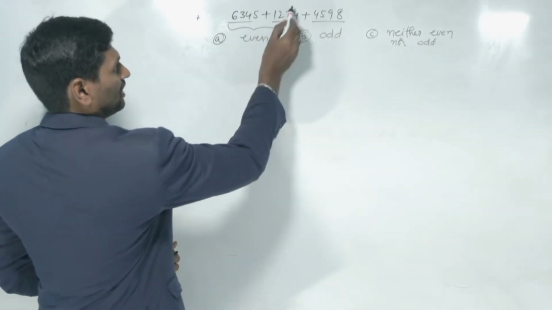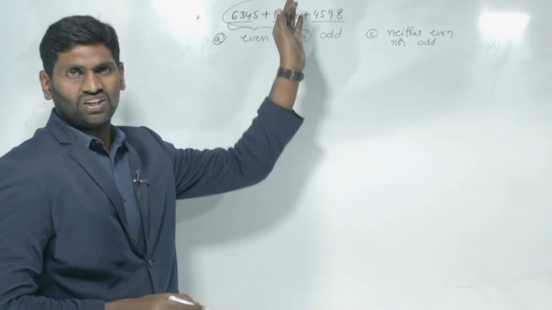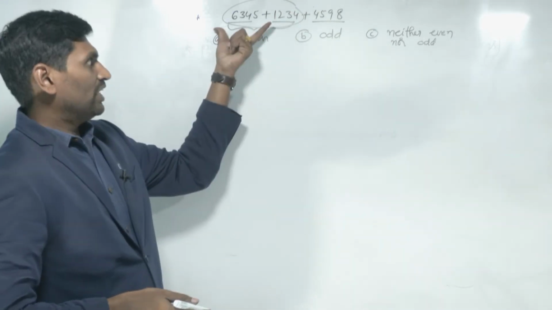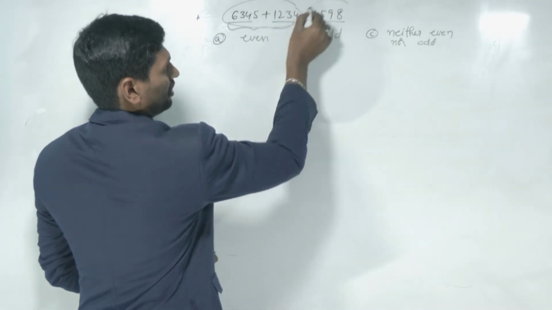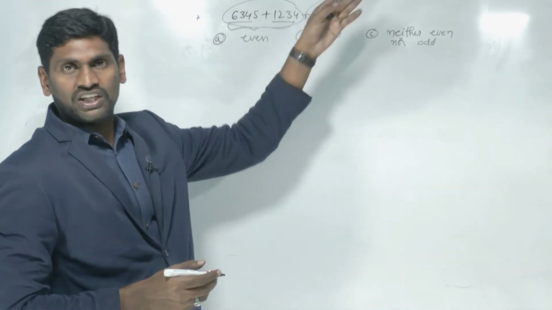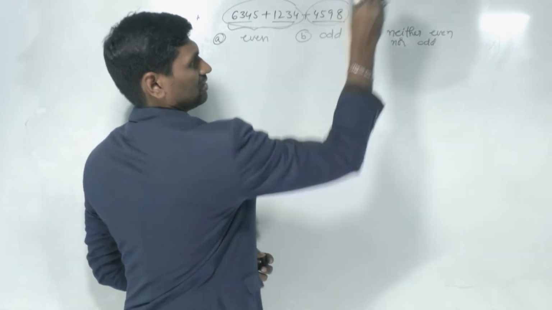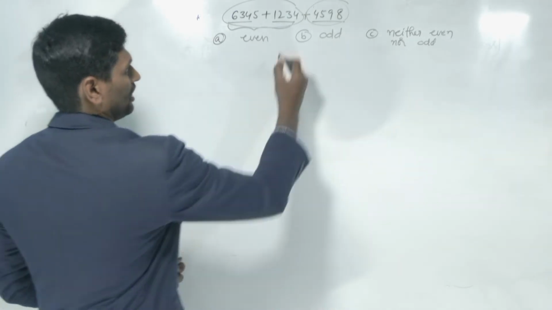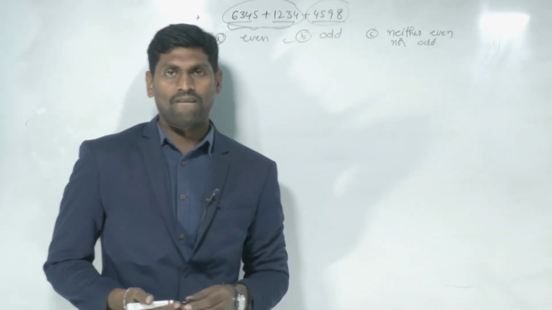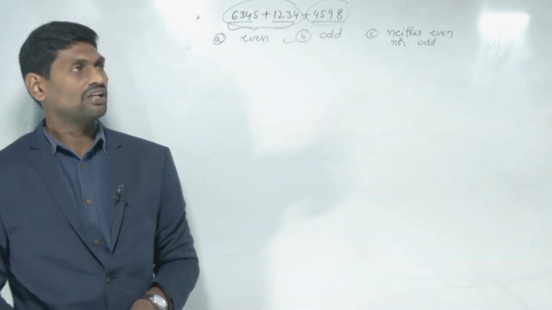Let us check. One even, one odd gives an odd number. We don't need to add all of them. One even, one odd gives odd. This is an odd number, this is an even number. One odd, one even. Odd plus even is what? Odd number. Odd plus even is an odd number. So the answer is odd. Okay, na? Right. Next.